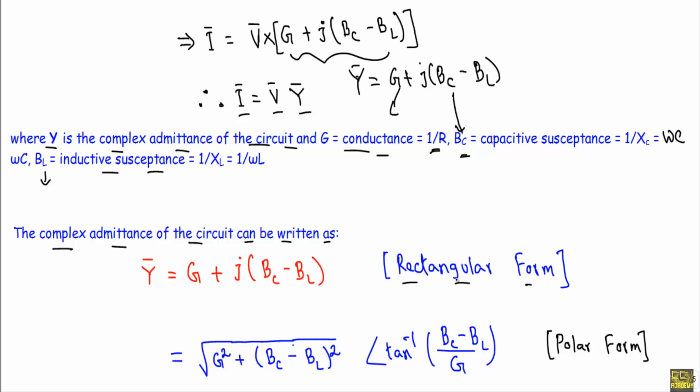This is known as the rectangular form of the admittance equation of a parallel RLC circuit. If I take the magnitude of Y and the admittance angle, I will get Y equal to root over G square plus (BC minus BL) whole square, and the phase angle will be tan inverse of (BC minus BL) over G. This is known as the polar form of complex admittance of a parallel RLC circuit, and I deduced the rectangular form of complex admittance of a parallel RLC circuit.